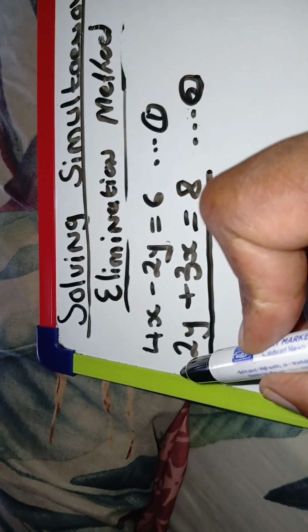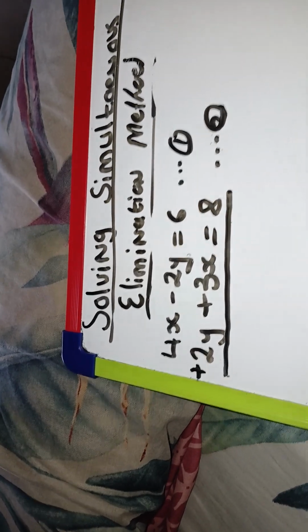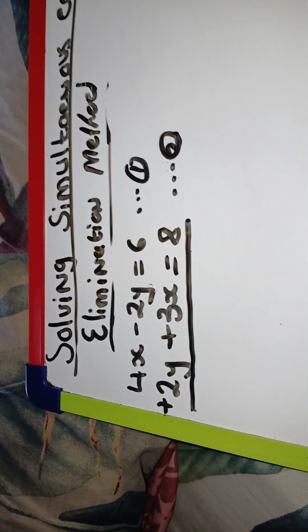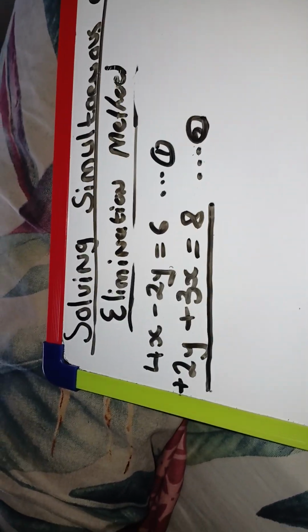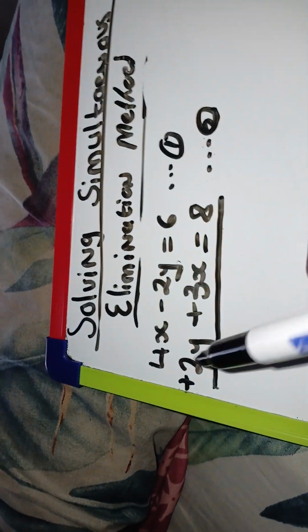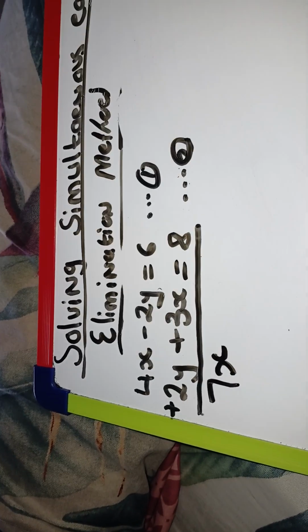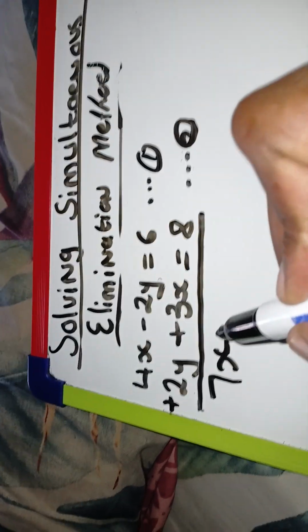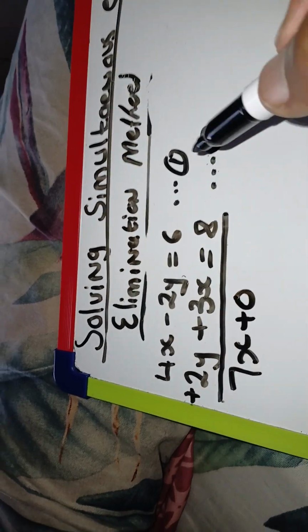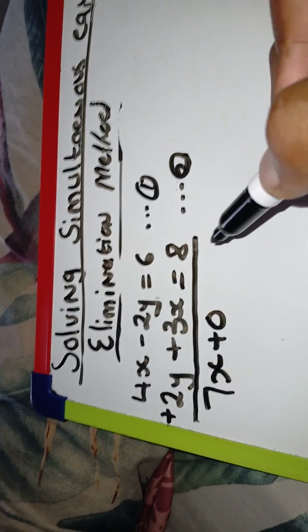You just add these two. You are adding like terms. So you've got 4x plus 3x. That gives us 7x. Right? So now we have minus 2y plus 2y. It's a 0, guys. So that is the whole point of eliminating. We want one variable to cancel each other.